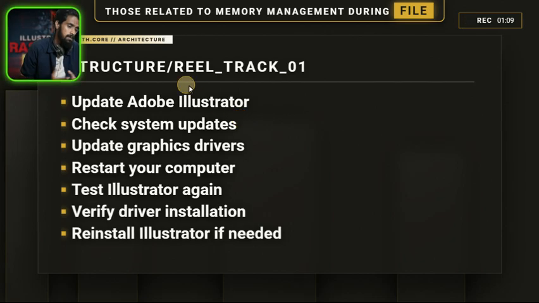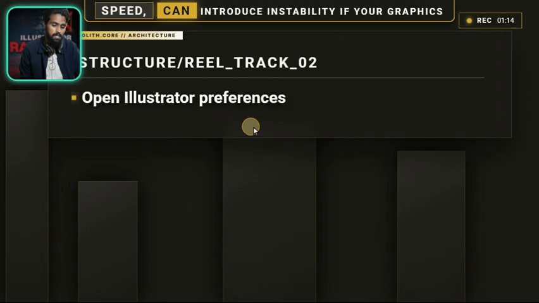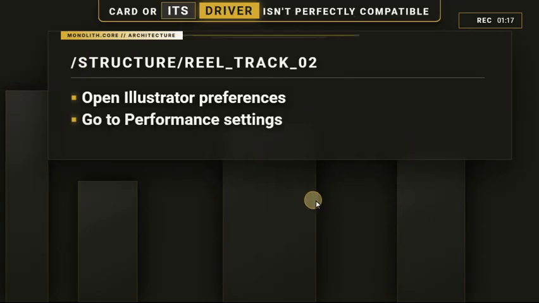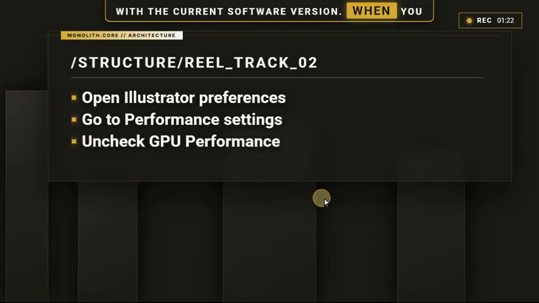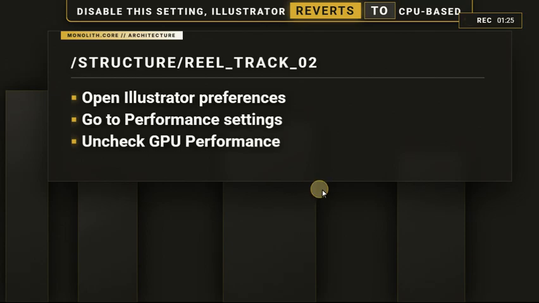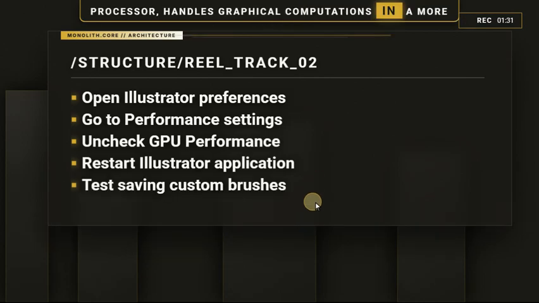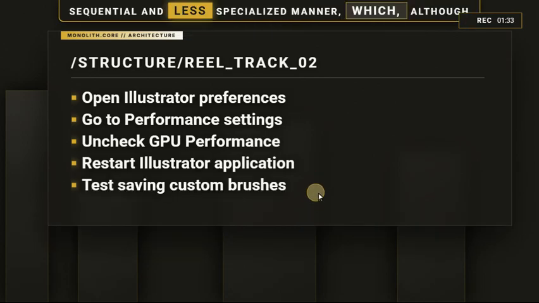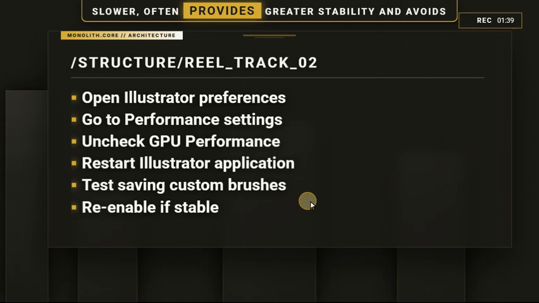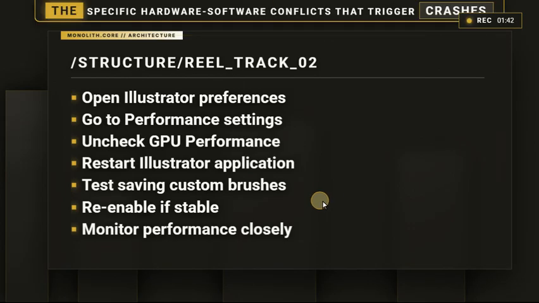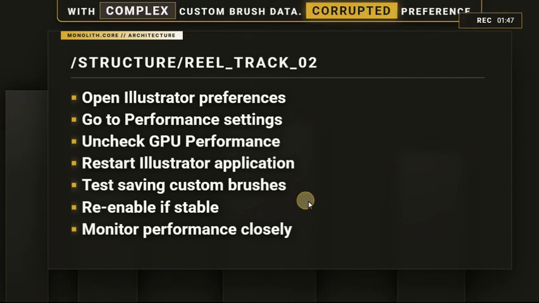Illustrator's GPU performance feature, while enhancing speed, can introduce instability if your graphics card or its driver isn't perfectly compatible with the current software version. When you disable this setting, Illustrator reverts to CPU-based rendering. The CPU, being a more general-purpose processor, handles graphical computations in a more sequential and less specialized manner, which, although slower, often provides greater stability and avoids the specific hardware-software conflicts that trigger crashes during resource-intensive tasks like saving a document with complex custom brush data.